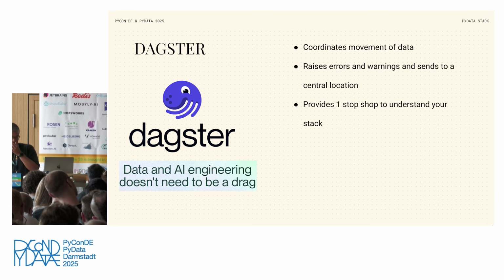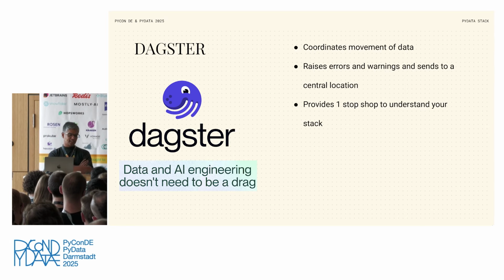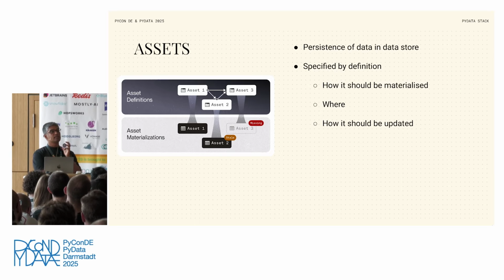Again, with orchestration, there are loads of tools out there. Probably the most popular ones are Airflow, Prefect, and Dagster. Dagster I really like because it uses a slightly different paradigm to all the other tools. It's focused on assets. What Dagster defines an asset to be is the persistence of data in a particular location. So it could be a database, it could be a data warehouse, it could be a file.